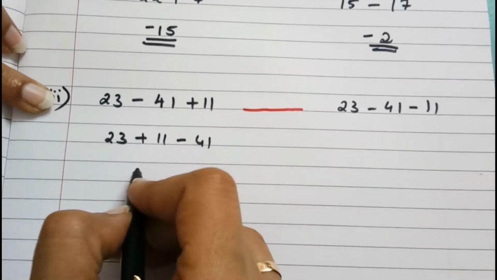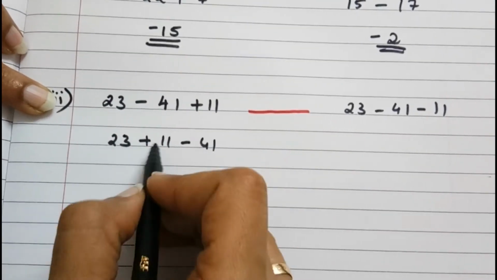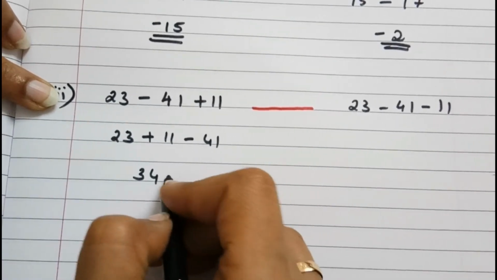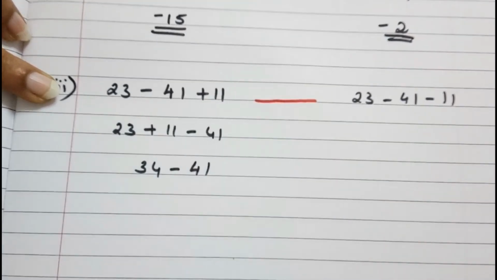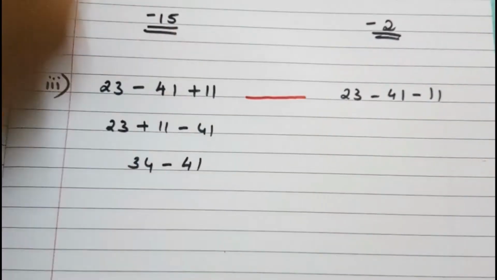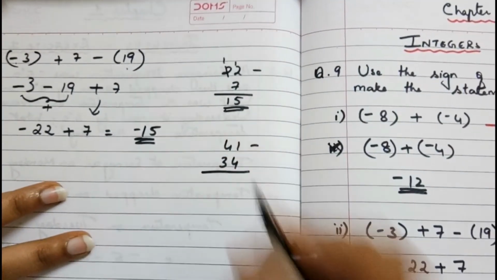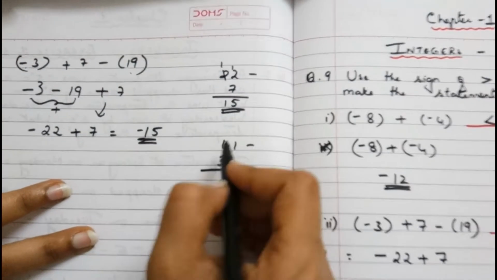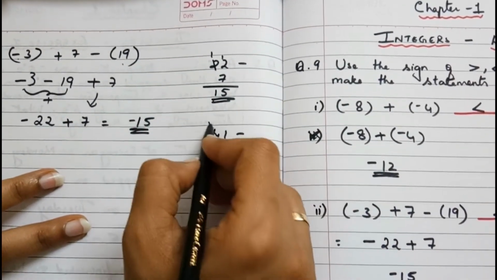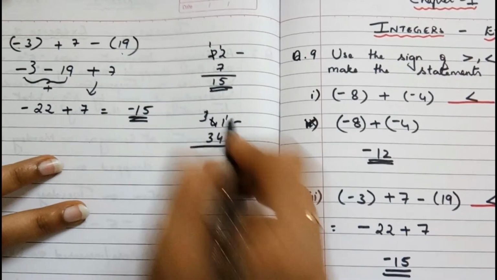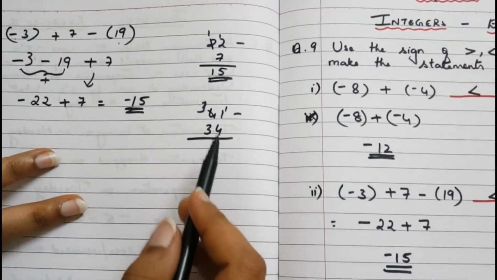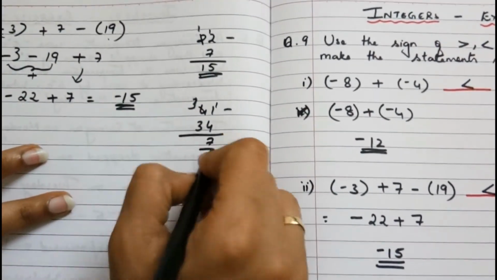So 3 plus 1 is 4. 2 plus 1 is 3. 34 minus 41. So let's calculate here. 41 minus 34. Since 1 is smaller, we'll need to borrow it from here. So this will become 3 and this will become 11. So 11 minus 4 is 7.